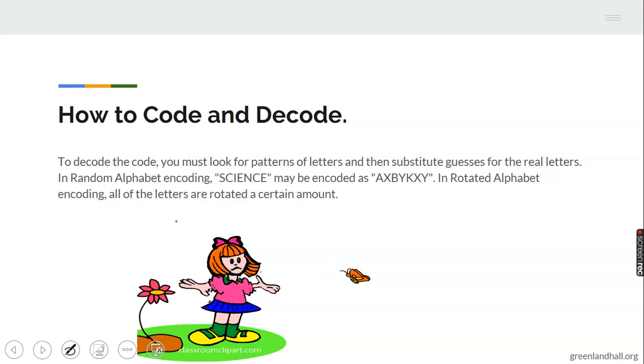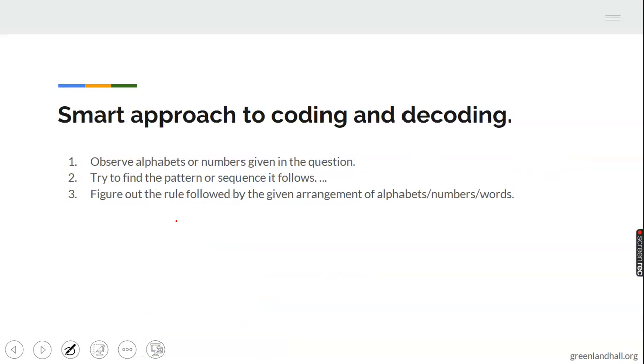You cannot just be guessing, you have to substitute. That is, if A is 1, then you must put A where 1 is and put B where 2 is. So you must follow the pattern. Okay. Now let's see some of the ways.